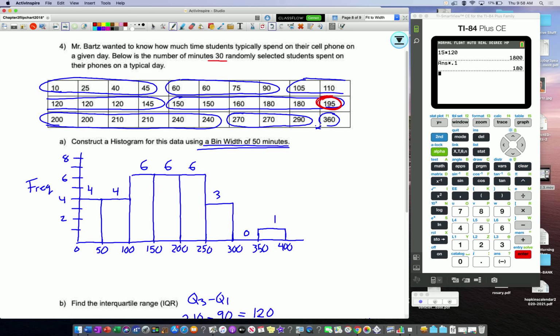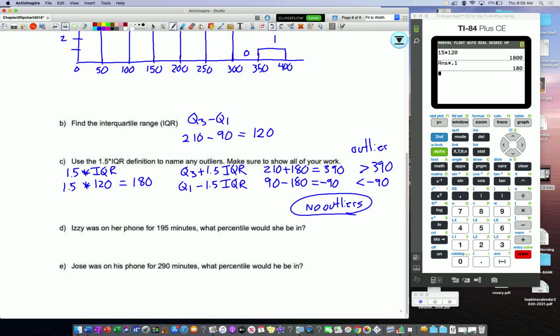Okay? So how many students talked less than Izzy on her phone? Well, 1, 2, 3, 4, 5, 6, 7, 8, 9, 10. Yep, this is a row of 10. So this would be a row of 9. So there are 19 students that talk less than her out of, whoops, sorry, I think my shadow blocked that for a second, 30. So if I go 19 divided by 30, this gives me her percentile. She's in the 63.3 percentile.